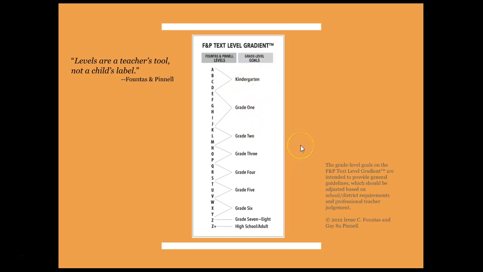We all know that we have some students, even at grade 6, that are still in this area or even this area. So as you see, their disclaimer over here is this: the grade level goals on the F&P text gradient are intended to provide general guidelines, which should be adjusted based on school district requirements and professional teaching judgment. However, we are using the Fountas and Pinnell text gradient and looking at how we are moving children forward.